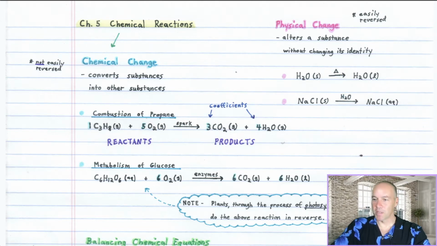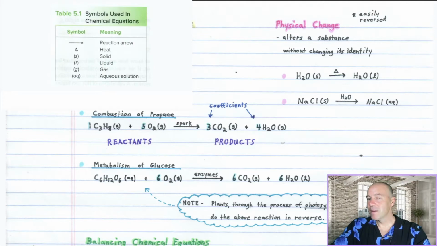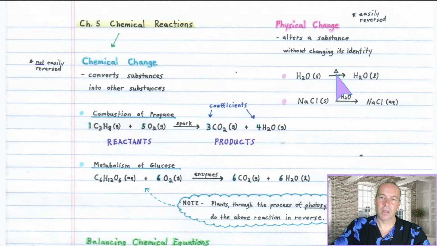You should be aware of symbols like this. So table 5.1 shows you a few symbols you'll come across. The Greek letter delta represents heat, and also, of course, the phases that you'll see: solids, liquids, gases, and aqueous. But there are a few other symbols that you might see from time to time. And they're always written on top of the arrow if it helps the conversion take place.